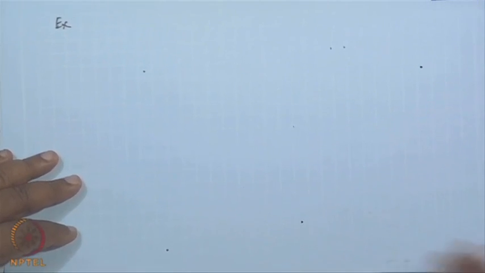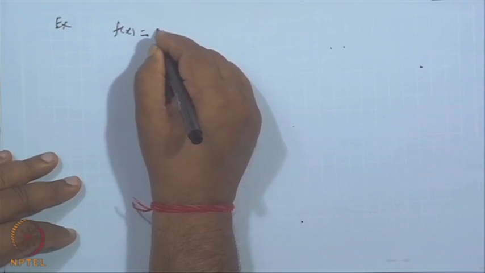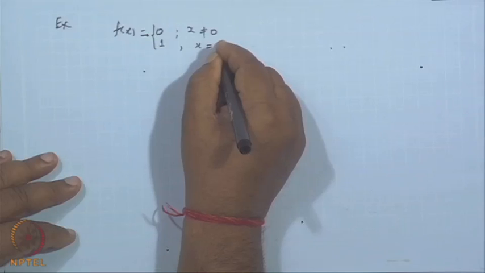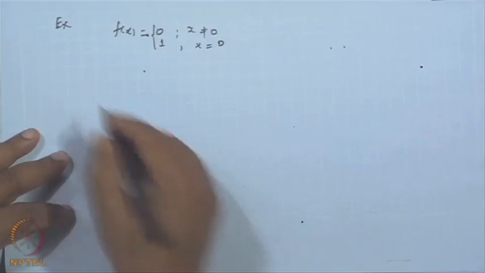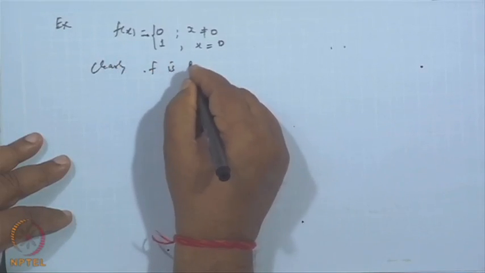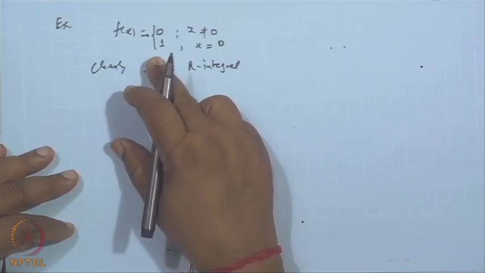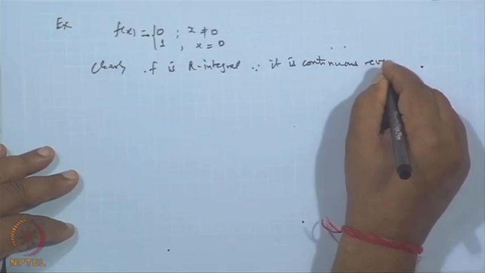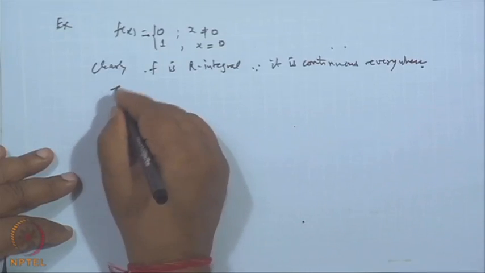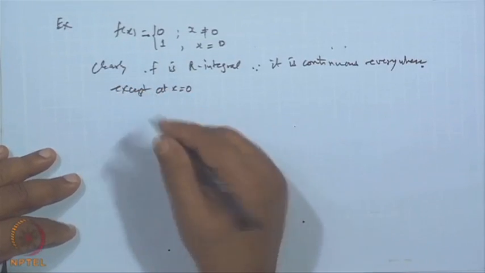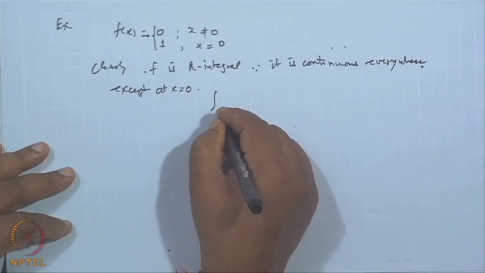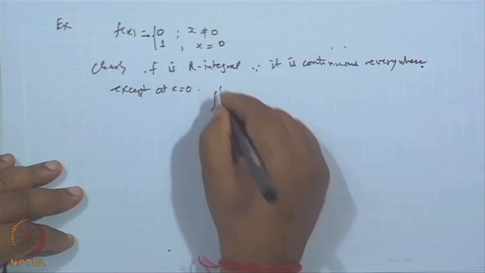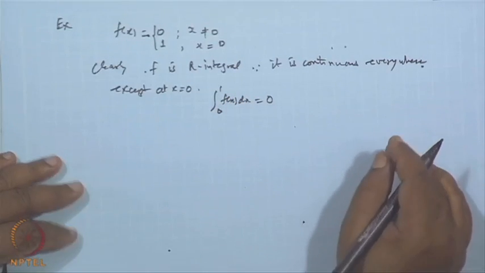An f x that has no primitive. Let us consider the function f x, which is 0 when x is not equal to 0 and equal to 1 when x is equal to 0. Now, clearly f is Riemann integrable. Why? Because it is continuous everywhere except at the point x equal to 0, which has measure 0. So, it is almost everywhere continuous. Therefore, the value of this integral from 0 to 1 of f x dx is 0. I just take the interval 0 to 1.